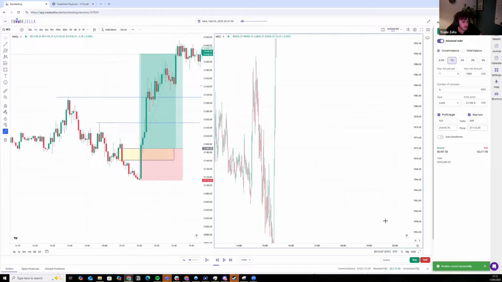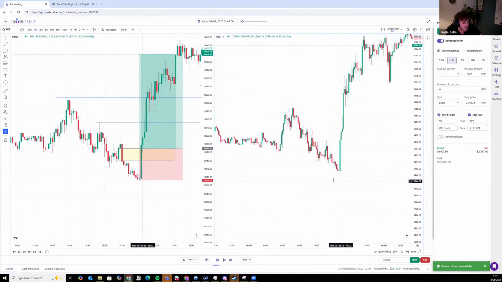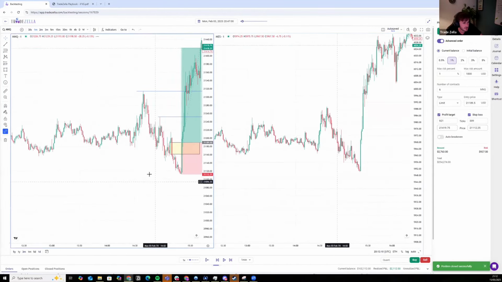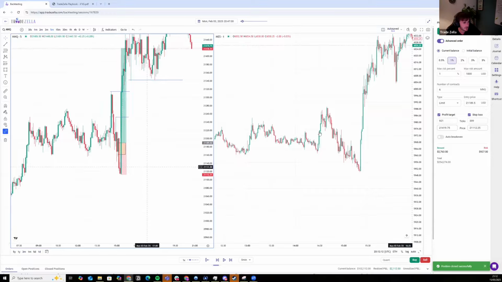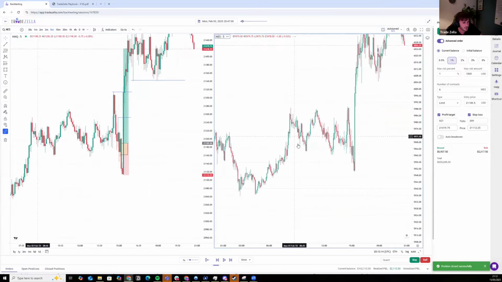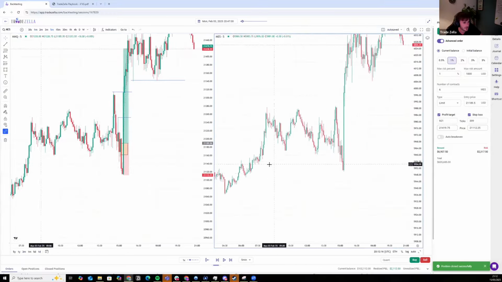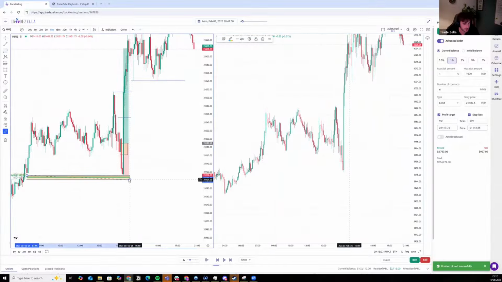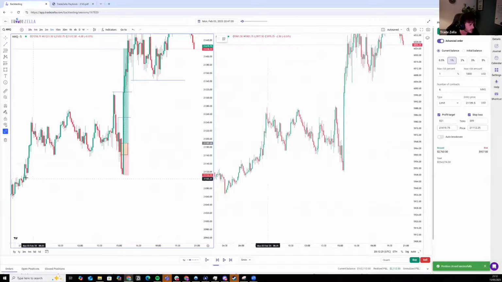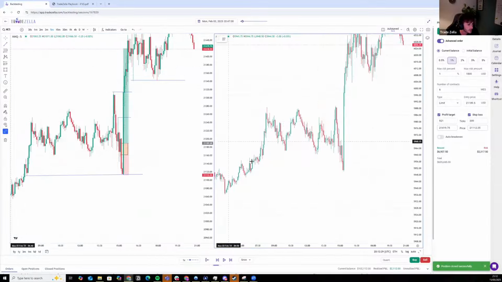Was there SMT? Let me check. Let's zoom out on the 5 minute. No, all these lows all got taken. Actually, yeah, we did here. One second. So we did also get an SMT there, but I just didn't clock it. So there, that low to that low, right? So there was our SMT as well.